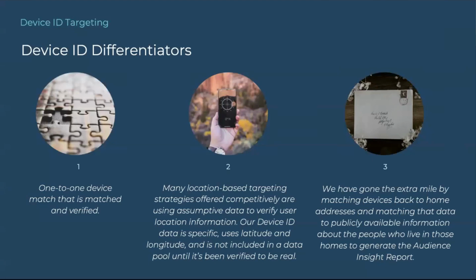So some of the differentiators is one-to-one device match that is matched and verified. So we know that these devices entered these locations. The other one, and I touched on this earlier, is that we're also able to do several locations. And the fact that our device ID data is specific, we can use latitude and longitude, and that it's not included in a data pool. We verify it, make sure that it's real. And then lastly, the fact that we've gone the extra mile by matching devices back to their home addresses, and then we can match that data to publicly available information about the people who live there.